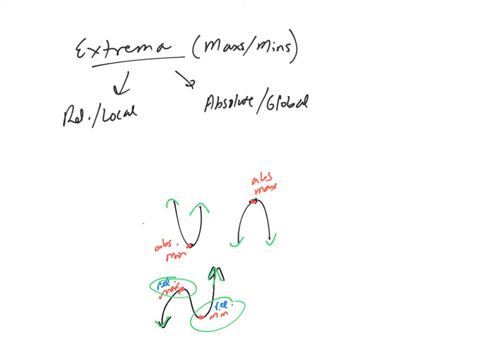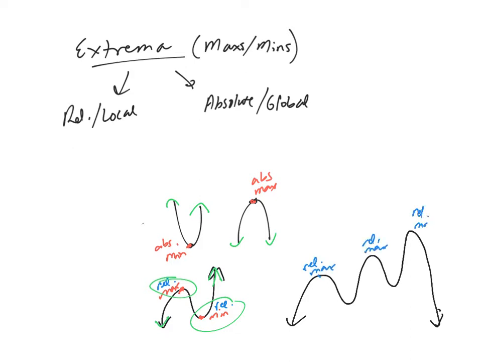So I want you to consider another graph, maybe like, I don't know what that would be, 1, 2, 3, 4, 5 turnarounds. So a 6th degree polynomial, or of course it could be a higher than 6th degree polynomial. And now I have several relative maximums. So I've got a relative maximum here, a relative maximum here, and a relative maximum here.